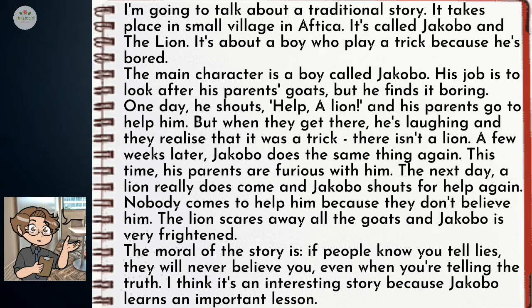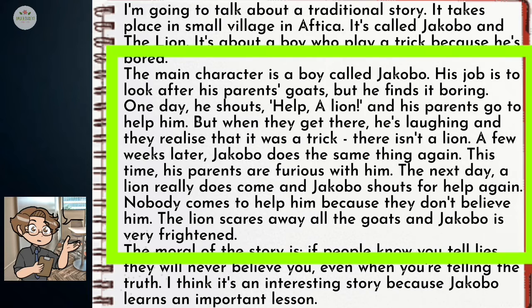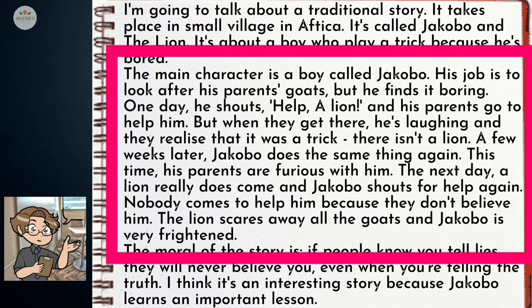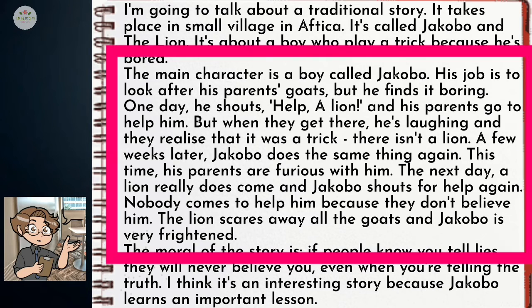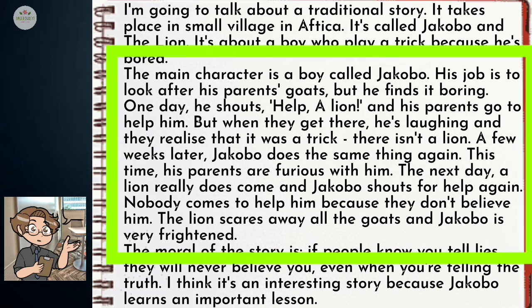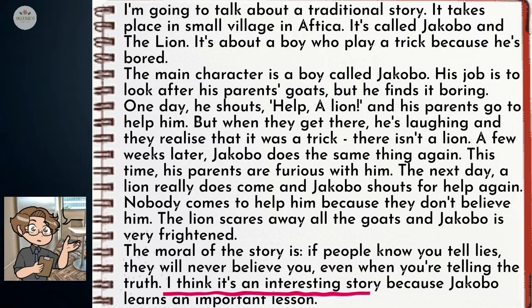I think it's a good talk. There's a summary of the main event. It only includes important details. It tells us about the characters, where the story takes place and the moral of the story. And the speaker gives his opinion about the story.